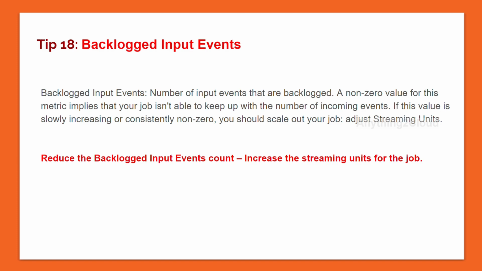So a non-zero value for this metric implies that your job is not able to cope with the incoming events. In order to reduce the backlogged input events count, we have to increase the streaming units for the job. So in short, to reduce the backlog event count, we need to increase the streaming units for the job.